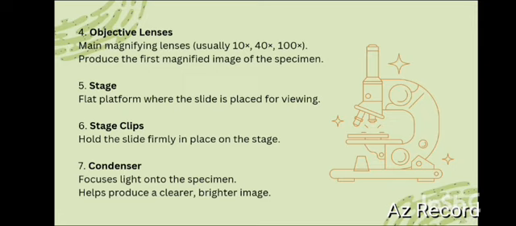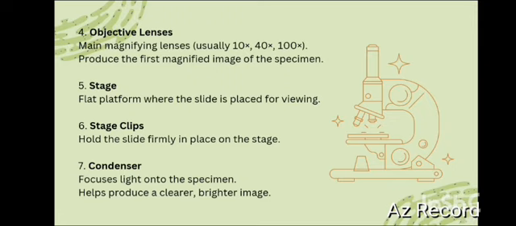Next is the stage. The flat platform where the slide is placed for viewing is the stage. The specimen is placed on the slide, and the slide is placed on the stage. We look through the specimen when it is kept on the stage. Next, the stage clip holds the slide on the stage. If there is no stage clip present, the slide could move from the given position. So if you want to hold it tightly, we can use stage clips.